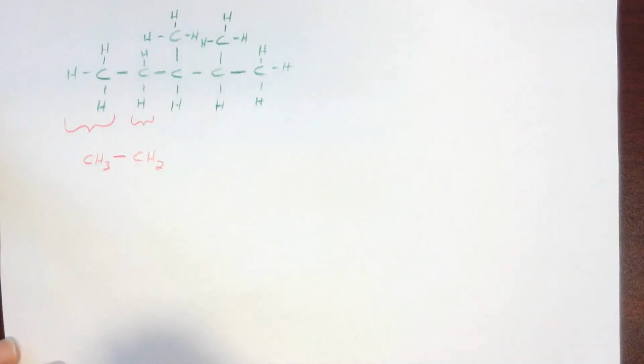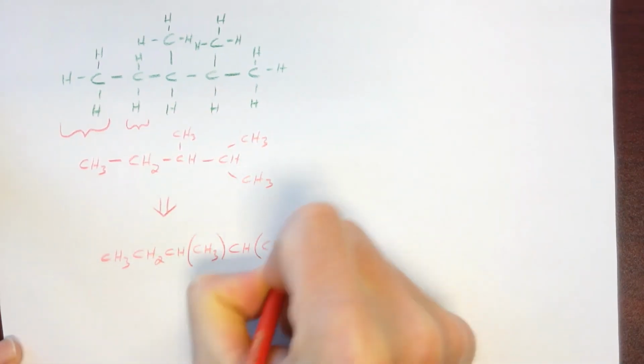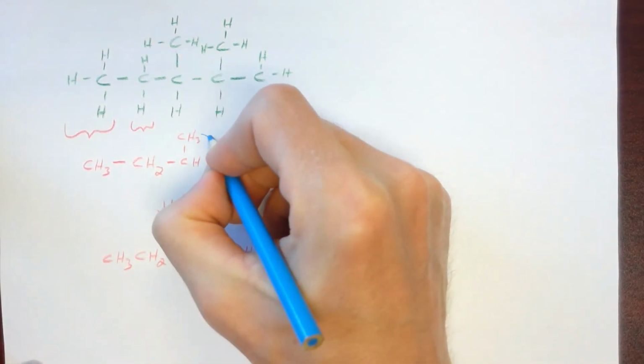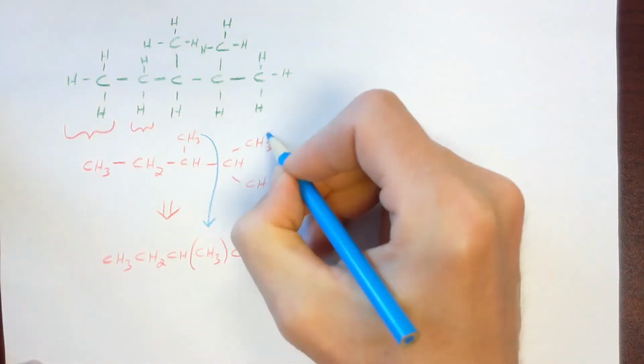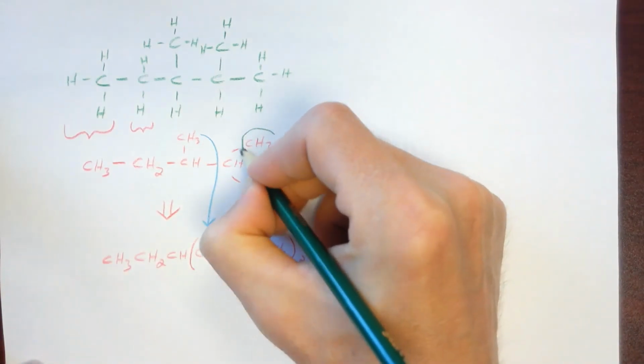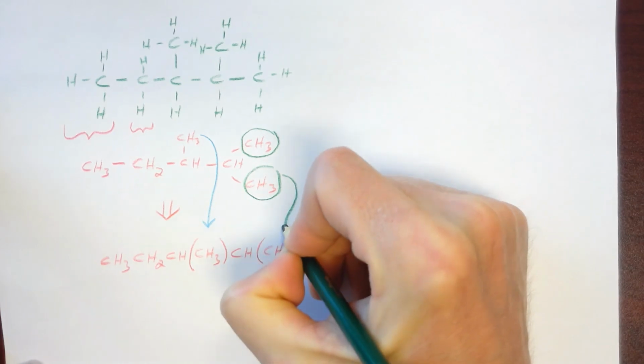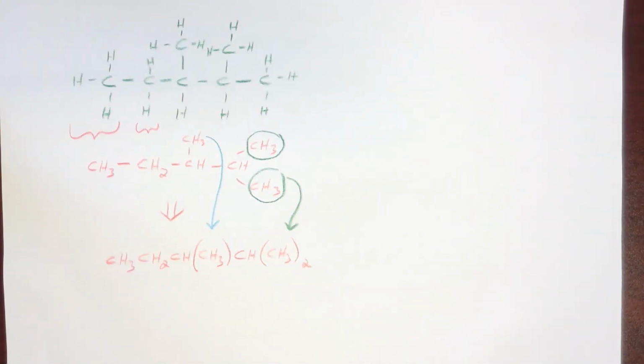Now, to generate the condensed structure, we eliminate the lines and we put branches in parentheses like this. Notice that there are 2 CH3 groups bonded at the end of the carbon chain, so we write that with a subscript 2.